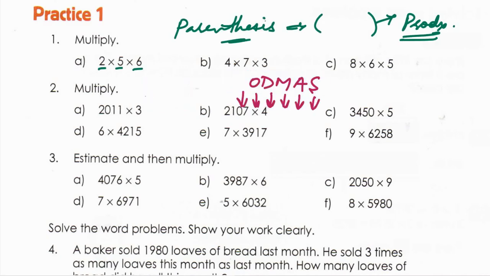Here it is very simple, 2 into 5 into 6. So first you multiply these two. 2 5 times how much? 10, into, you keep the 6 here. So 10 6 times how much? 60.